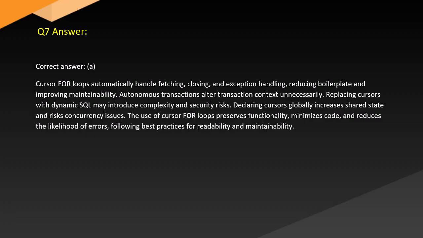Answer. Correct answer: A. Cursor for loops automatically handle fetching, closing, and exception handling, reducing boilerplate and improving maintainability. Autonomous transactions alter transaction context unnecessarily. Replacing cursors with dynamic SQL may introduce complexity and security risks. Declaring cursors globally increases shared state and risks concurrency issues. The use of cursor for loops preserves functionality, minimizes code, and reduces the likelihood of errors, following best practices for readability and maintainability.